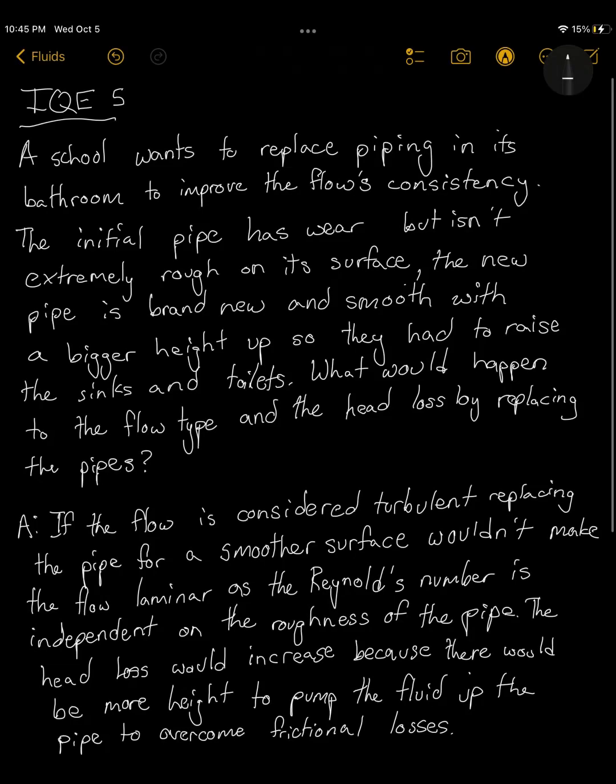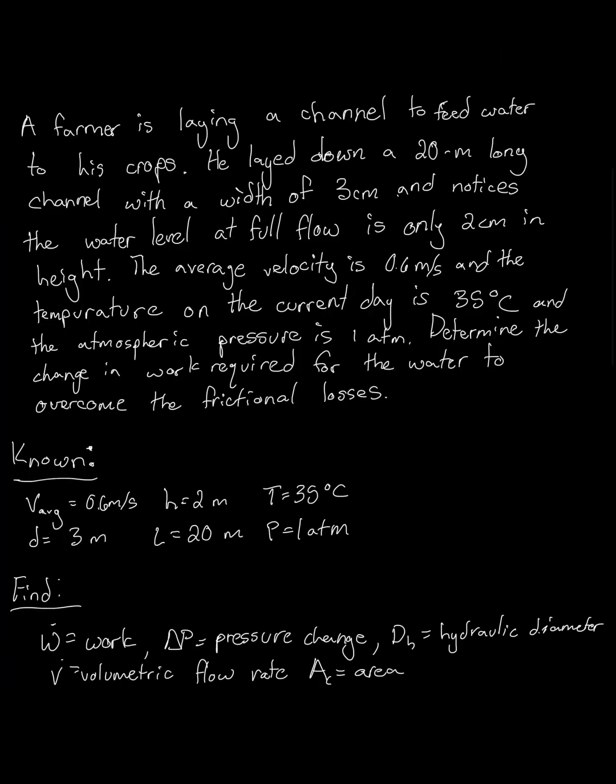So, if the flow is considered turbulent, replacing the pipe for a smoother surface wouldn't make the flow laminar, as the Reynolds number is independent of the roughness of the pipe. The head loss would increase because there would be more height to pump the fluid up the pipe to overcome frictional losses.